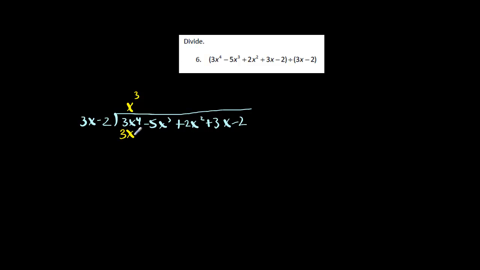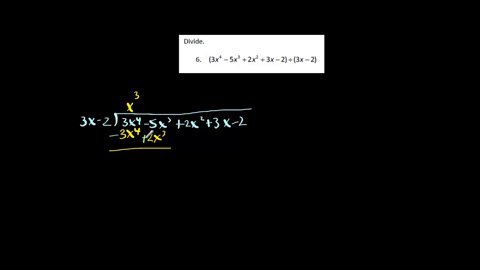Number 6, divide. We cannot use synthetic because you have a 3 in front of the x. So we're going to have to use long division. So we have 3x to the 4th minus 5x cubed plus 2x squared plus 3x minus 2. So 3x times what is 3x to the 4th? That would be x cubed. So we multiply this times this, 3x to the 4th. X cubed times -2 is -2x cubed.